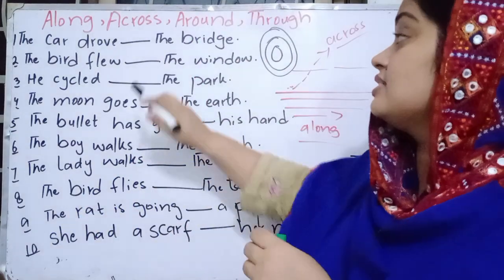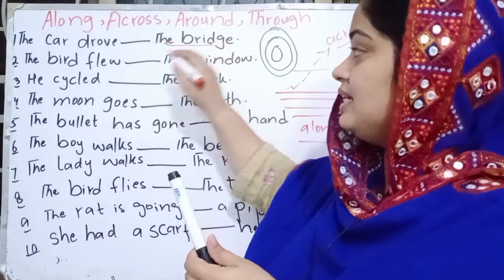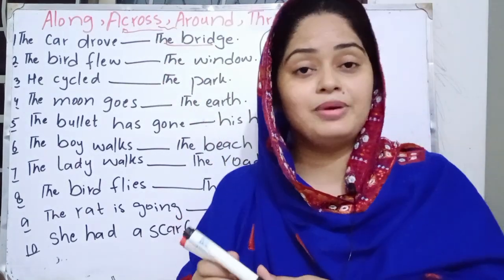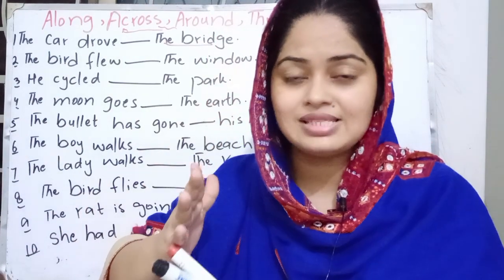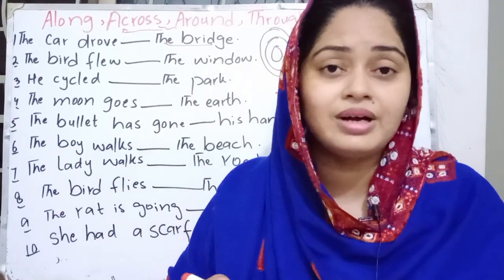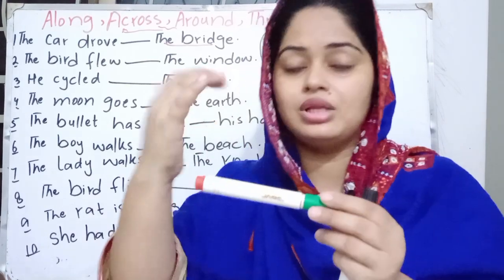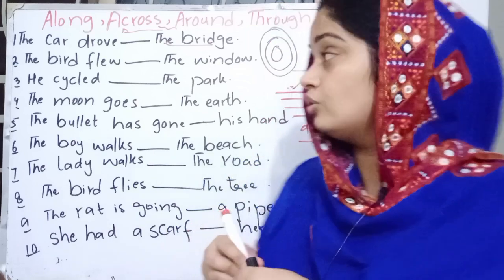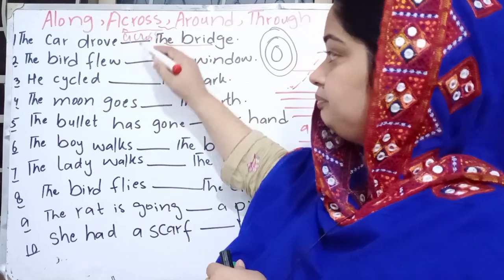So what is here? The car drove the bridge. It means the car is moving from one end of the bridge, from one side of the bridge to the other side. If something is moving from one side of the bridge to the other, this movement is called across movement. So this movement is called across. The car drove across the bridge.